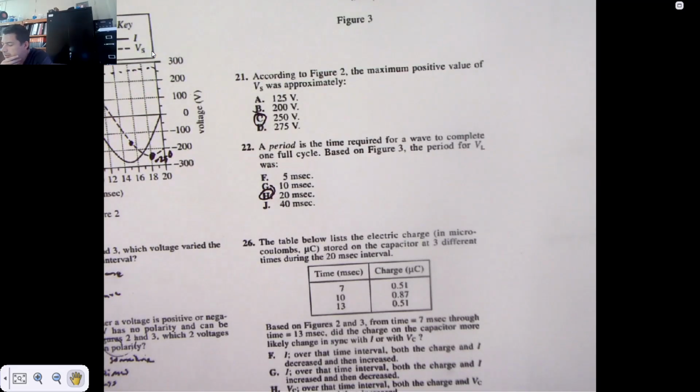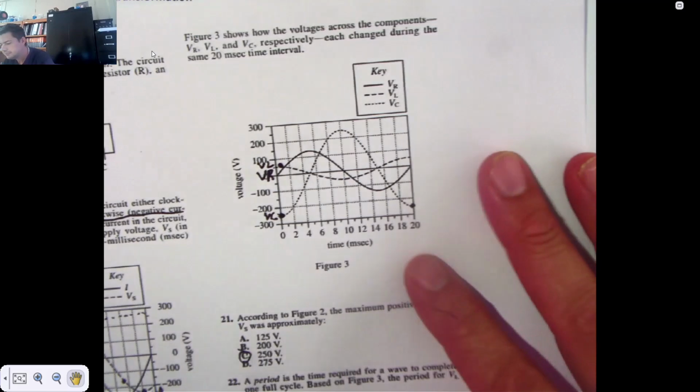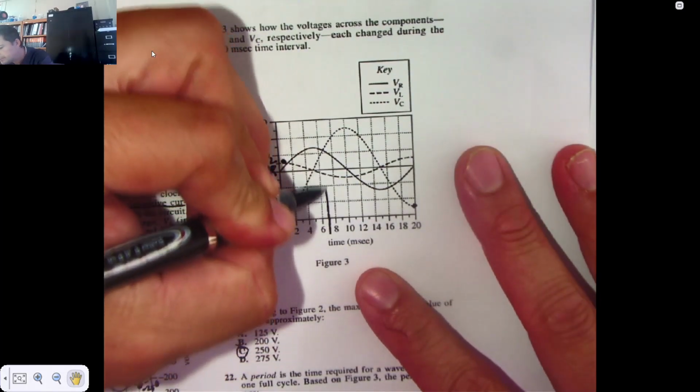Question 26, the table below lists the electric charge in microcoulombs, I'm not sure how you pronounce that one, stored on the capacitor at 3 different times during the 20 millisecond interval. Based on figures 2 and 3, from time equals 7 through time equals 13, did the charge on the capacitor more likely change in sync with I or V sub C, so with the current or the voltage? All right, so we've got from 7 to 13. I'm just going to block some stuff off.